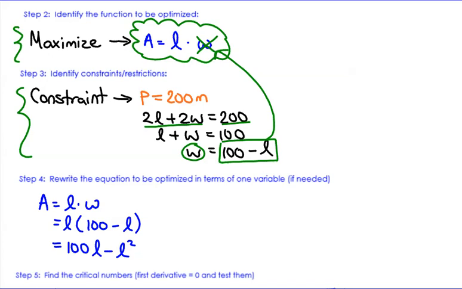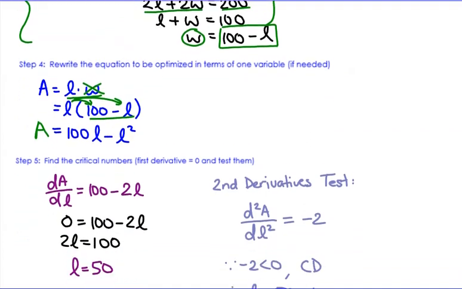Okay, so here we go, length times width. Get rid of the width and put 100 minus length instead. Then you're going to simplify it. All right, and then you have your final area formula. That looks beautiful, and there's only 2 letters, your area and your length. Now it's ready for you to take the derivative.